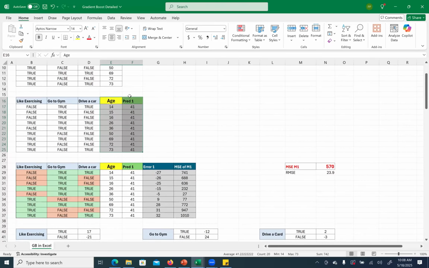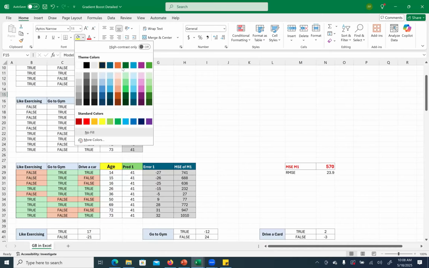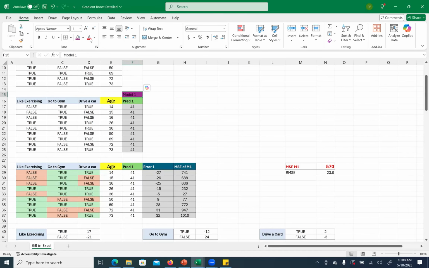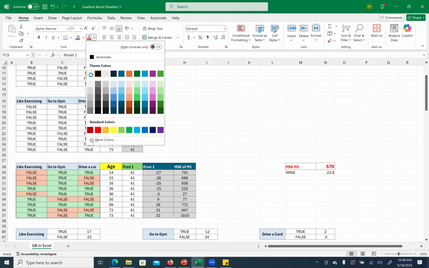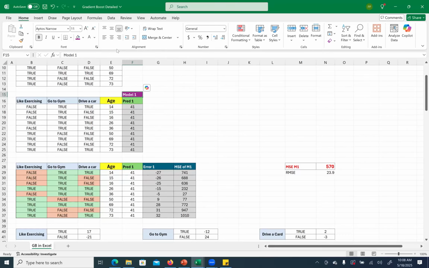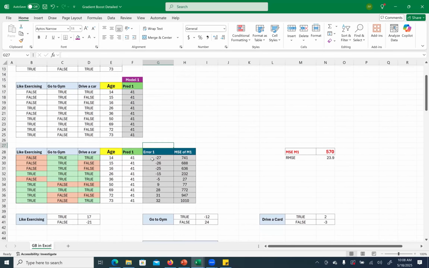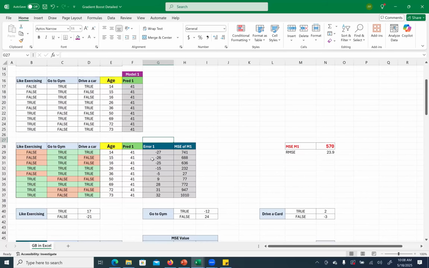Now, after building model 1, this was my model 1. After creating model 1, I calculated the errors. And once I have calculated the error, what I'm trying to do is predict the error.